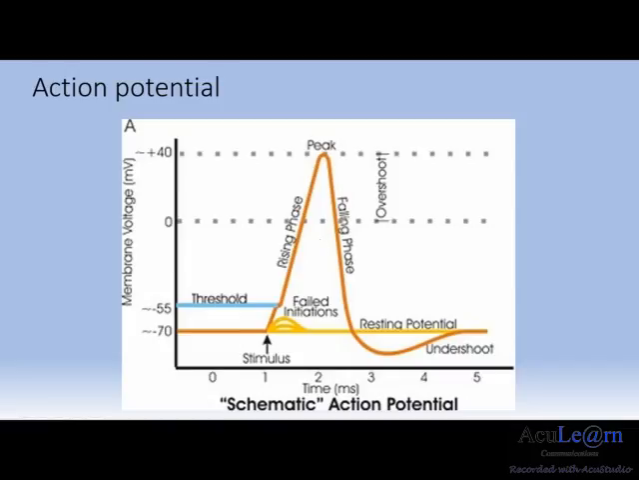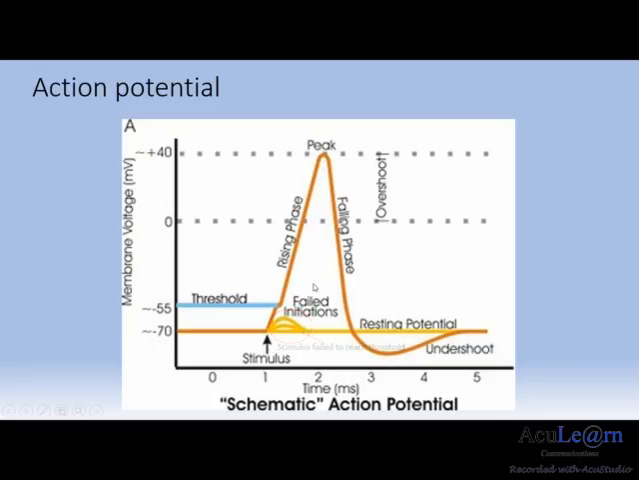The graph here shows the voltage changes that occur during an action potential. It first begins at resting membrane potential. When exposed to a stimulus, the membrane voltage begins to increase. If it does not reach threshold, the rising phase will not begin and it will be deemed a failed initiation of an action potential.